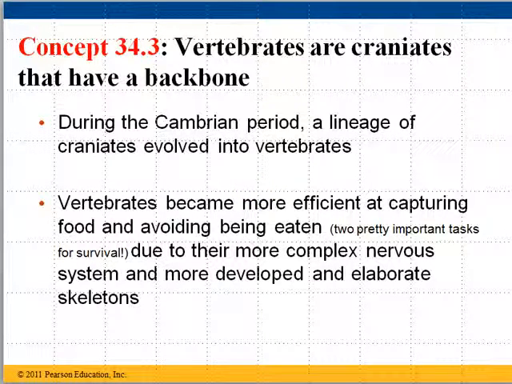Moving on up the line with concept 34.3, we're up to the vertebrates. Vertebrates are craniates that have a backbone in addition to the other features that we talked about. During that Cambrian period, a lineage of craniates began to evolve and became what is now considered the vertebrates. Vertebrates became more efficient at capturing food and avoiding being eaten, two very important things if you want to stay alive and pass on your genes, due to their more complex nervous system and more developed and elaborate skeletons.